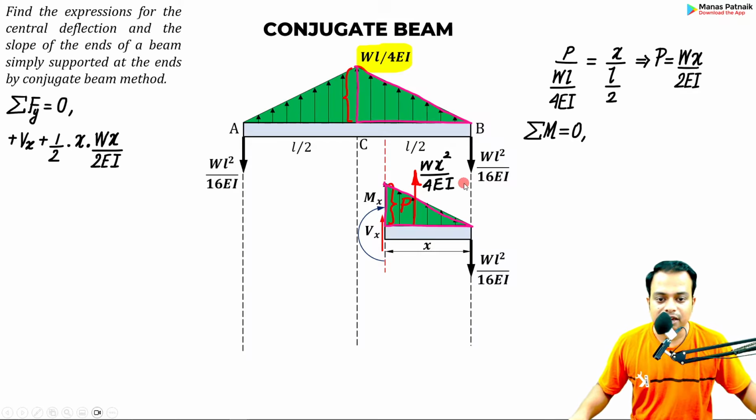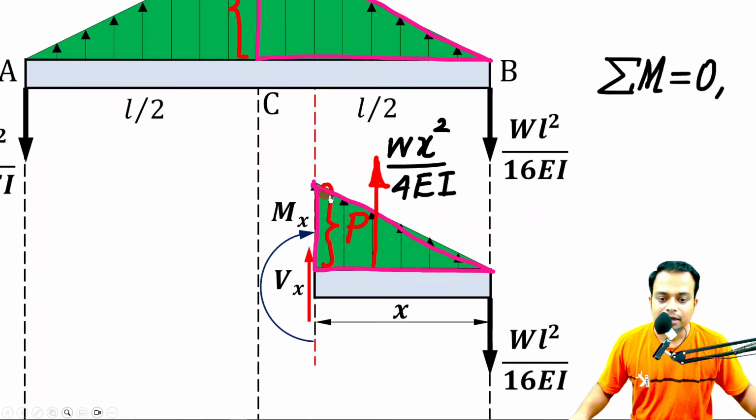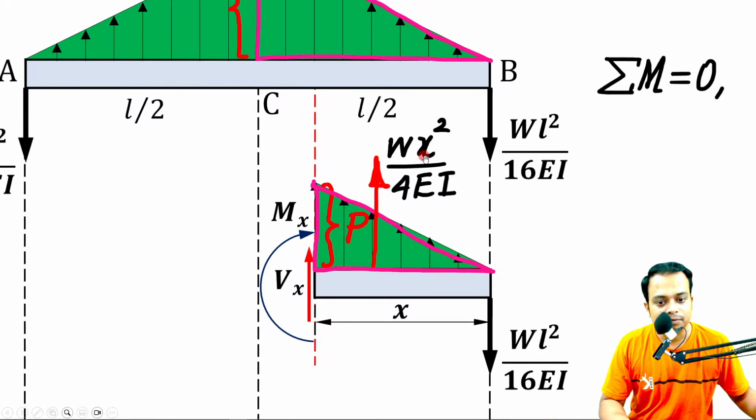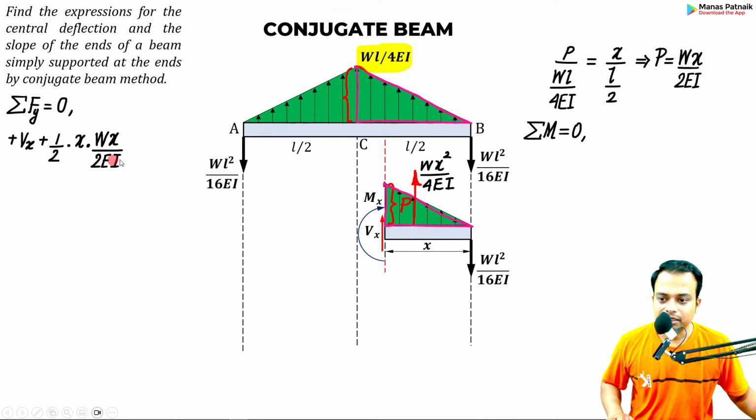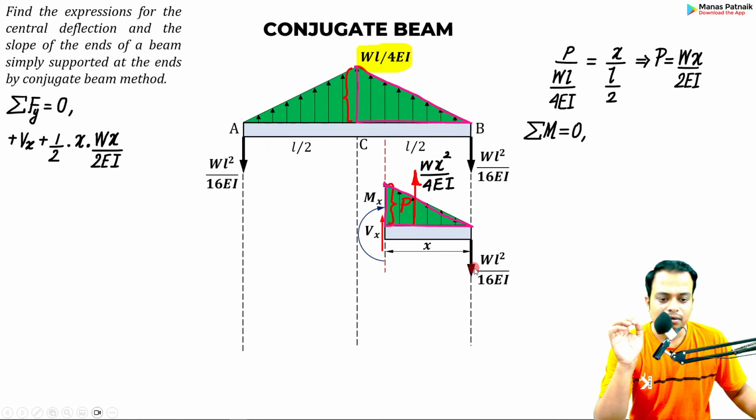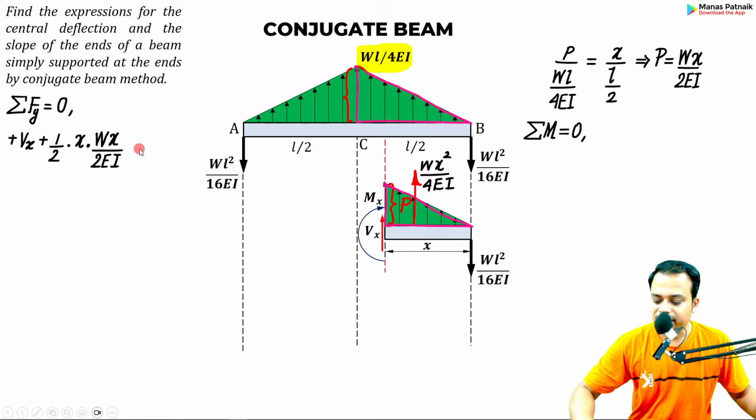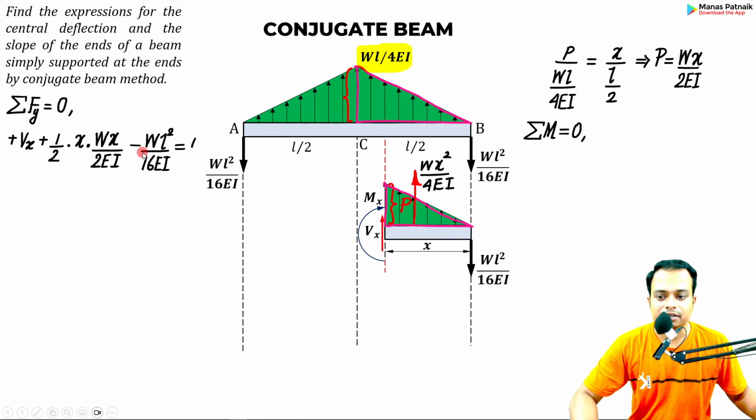Let me repeat that once again. If I am replacing this green color triangularly varying load with a point load, it has to be this much. And that point load is acting at a distance of x by 3. These are the properties of centroids. You must know this, right? x by 3 from over here. Anyway, this is done. Now one more thing. This WL square upon 16EI is acting in the downward direction, negative. It is equal to 0.